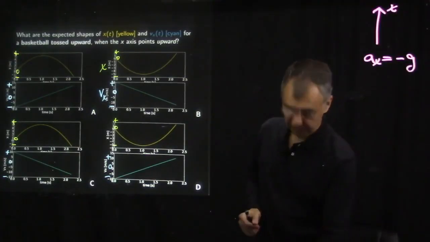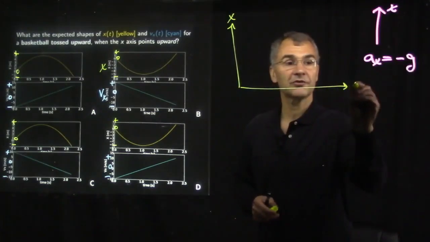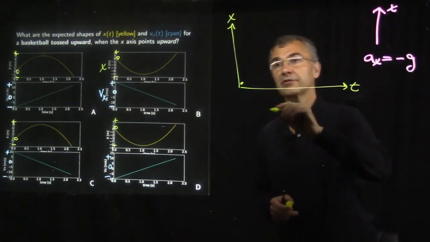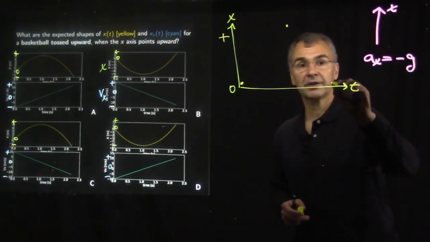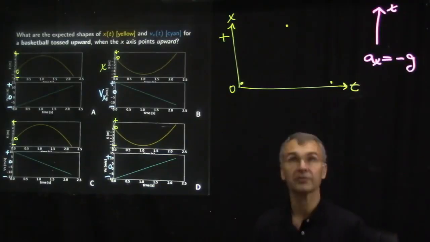So what do we expect? We want to draw x versus t, and we somehow start out near ground level. So this will be 0, and this will be positive values. It goes up to higher, more positive values, and somehow it comes back down. And let's think about the rest of the details of that shape in a moment.